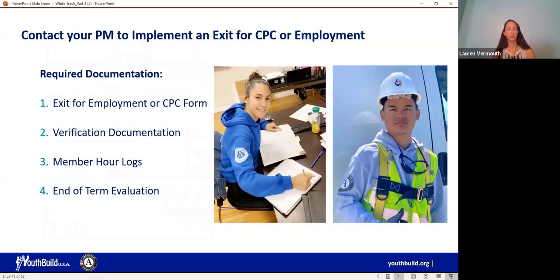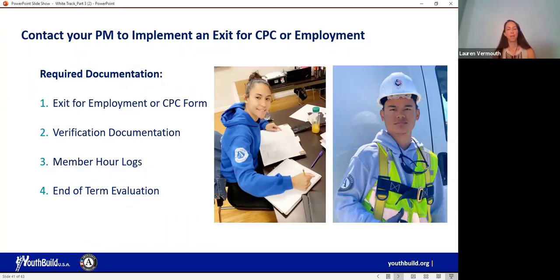If you have a young person at your program this year that you think needs to exit for compelling personal circumstance or employment, really, really encourage you to be in touch with your portfolio manager. I have folks that I've been working with for years. They do this work really well, no compliance issues, but they still run this by me. There's no reason not to, right? It's good to have a backup. I think David mentioned this yesterday.